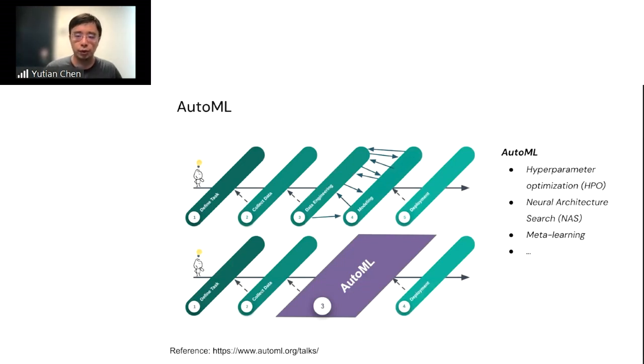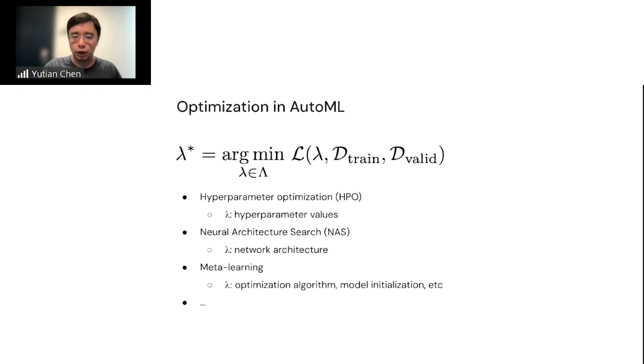For example, hyperparameter optimization would like to automatically choose the optimal hyperparameters for a machine learning model. Neural architecture search tries to identify the optimal network architecture given a new task. And meta learning tries to learn a more general learning algorithm, or sometimes the initialization of some machine learning models.